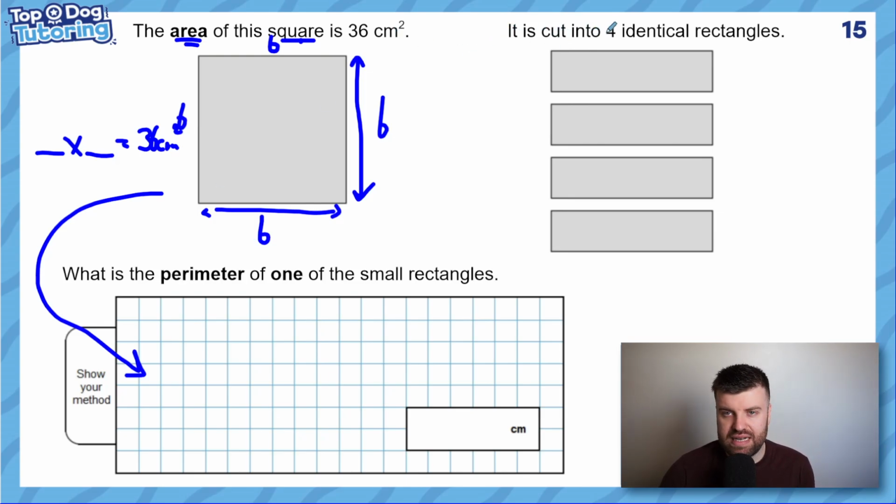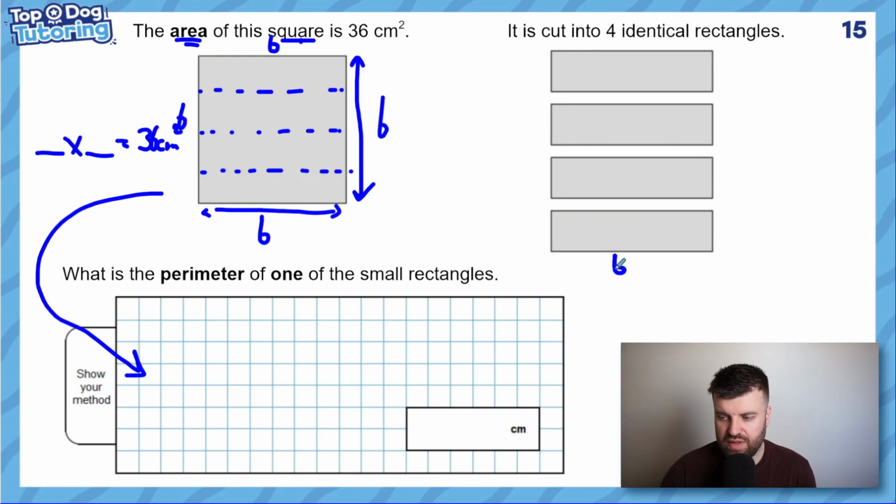It is cut into 4 identical rectangles, which we can see here. So actually the cuts go imaginary about here, but it's identical. Okay, so that's good to know. What's the perimeter of one of the small rectangles? Okay, well, let's go and draw over here on this rectangle.